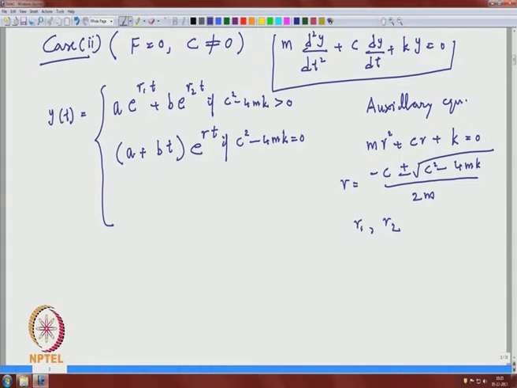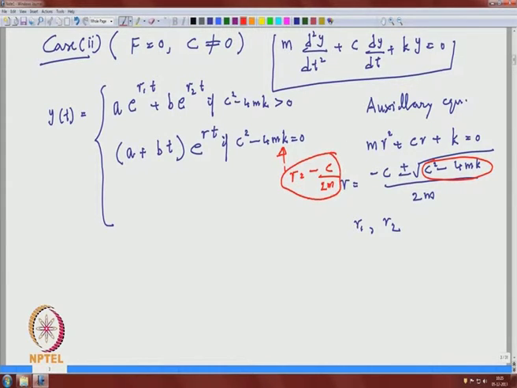When c square minus 4mk is equal to 0, in this case r is nothing but minus c by 2m.